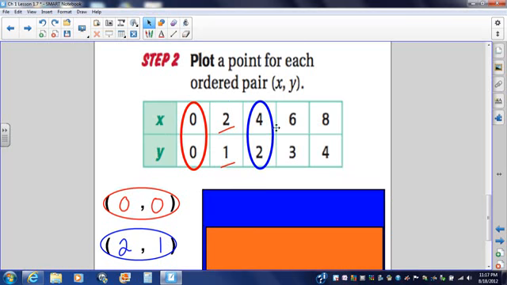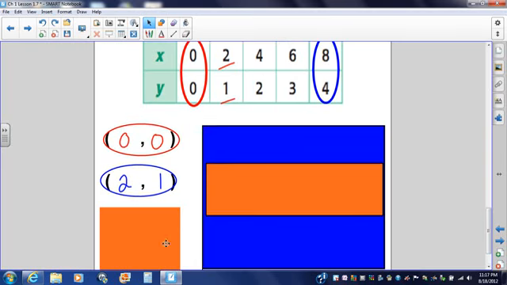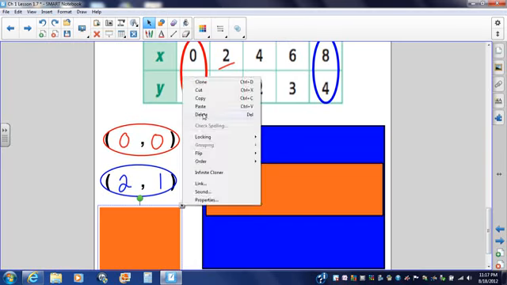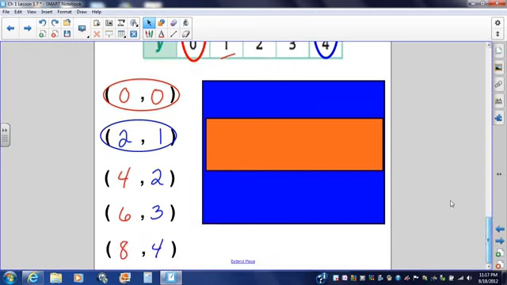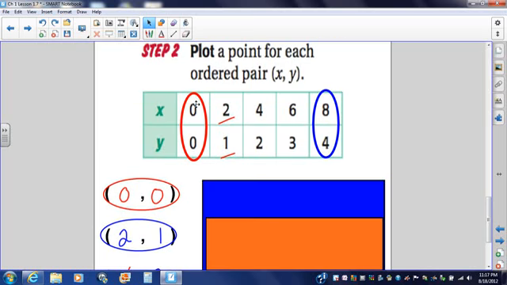4, 2, 6, 3, and so on. So you should have all the ordered pairs written on your paper: 0, 0, 2, 1, 4, 2, 6, 3, 8, 4. Wait a second, Mr. Phillips. Where'd you get all these numbers from again? Well, I'm not that smart to make them up. I just took them from the input-output table.